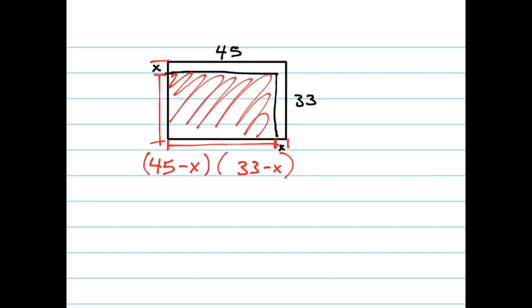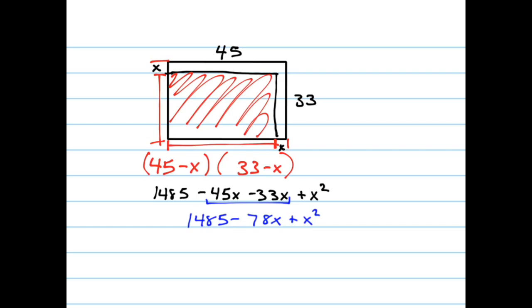So if we multiply these together, 45 times 33 is 1,485. 45 times negative x is negative 45x. Negative x times 33 is negative 33x. And negative x times negative x is positive x squared. So we have a total area of 1,485 minus 78x, that's what I get when I add my like terms, plus x squared. So there's the polynomial that represents the area.